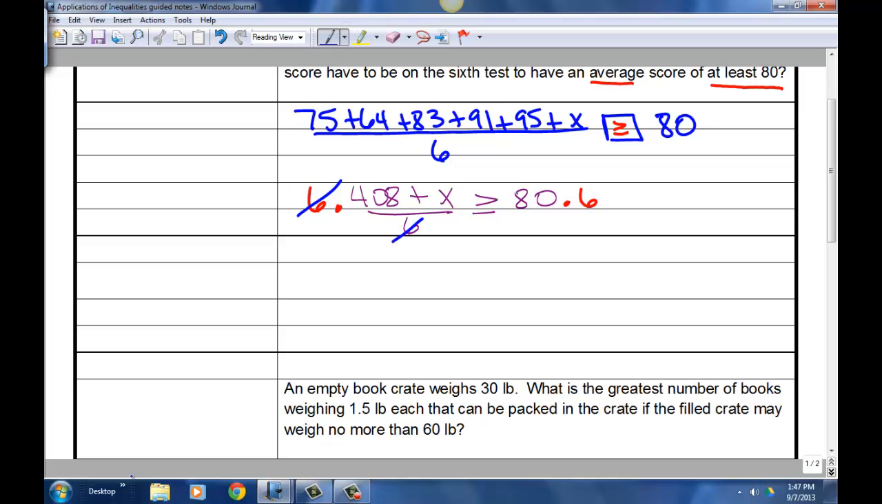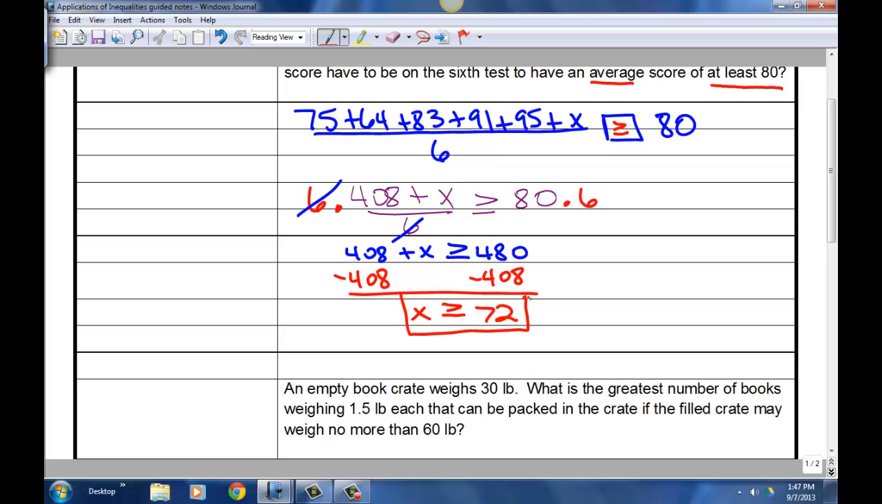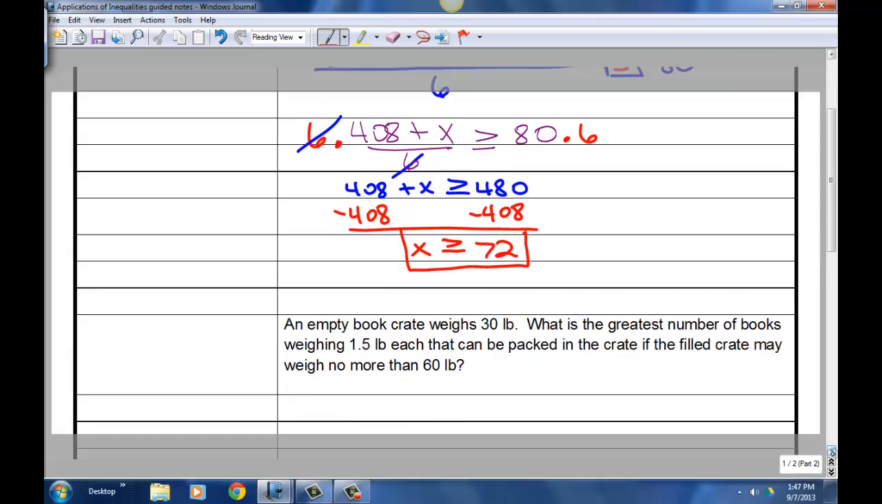So all I did was multiply by 6 on both sides to clear out the fraction. Now I'm going to move the 408 to the other side by doing the opposite. And I discovered that Janet needs to score at least a 72 on her 6th test in order to get that average of the 80 or better that she wants. Let's try another one.